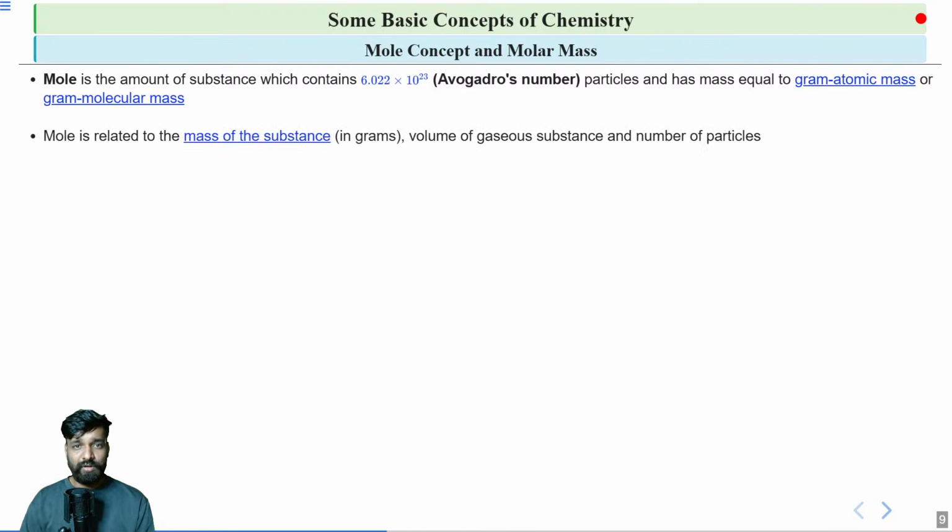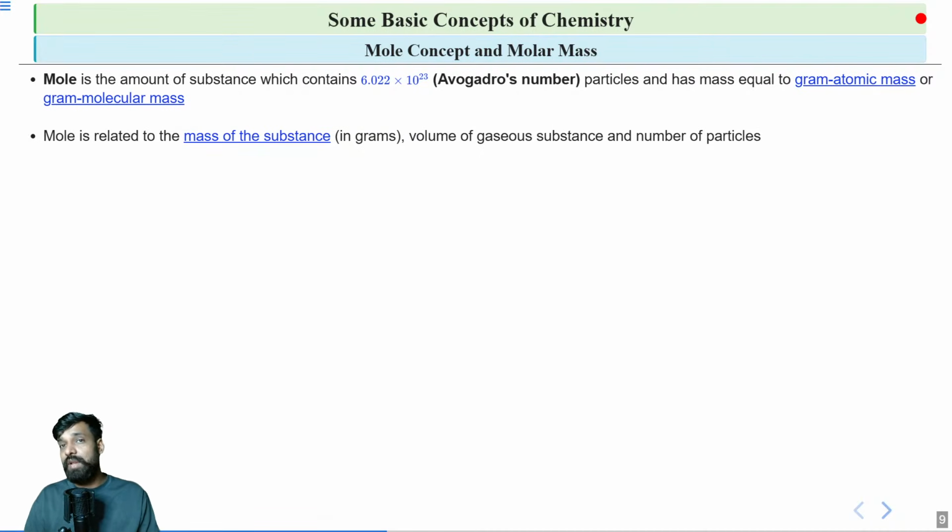Now moving on to the next, why is mole important? Why do we use it? If you have the number of moles, you can calculate various things. You can calculate the mass of the substance. If you know the number of moles of that substance, you can calculate the mass. Second thing you can calculate is your volume. If you are dealing with gaseous substances and you know the number of moles, you can easily calculate its volume. Third thing is the number of particles. If you know the number of moles, you can easily calculate its number of particles.